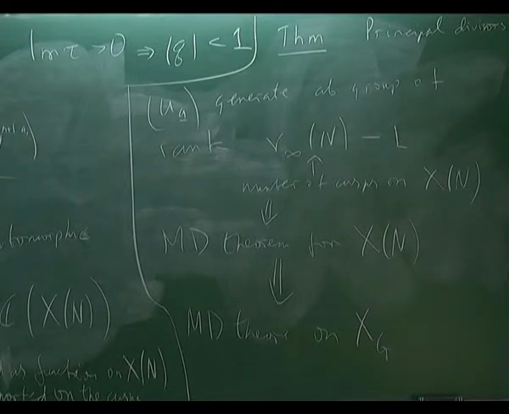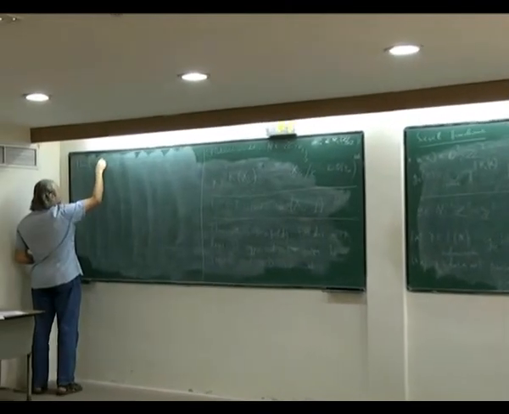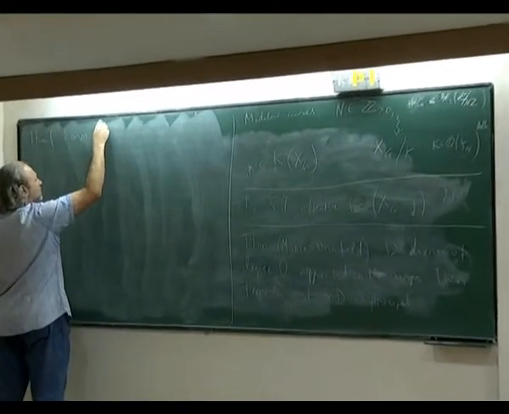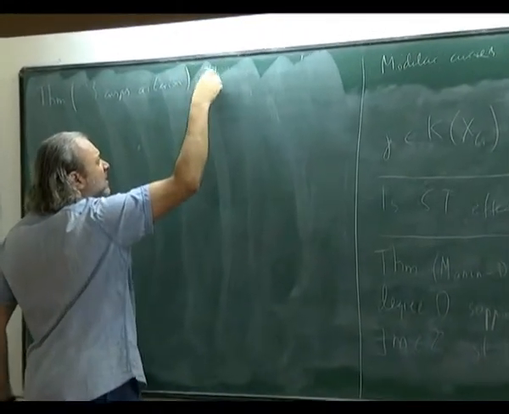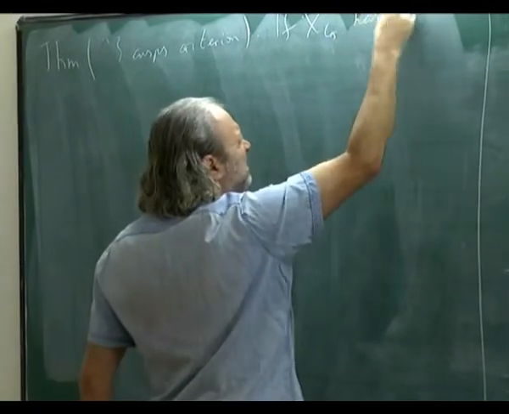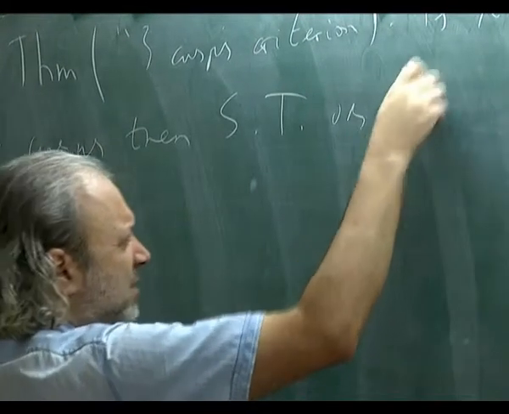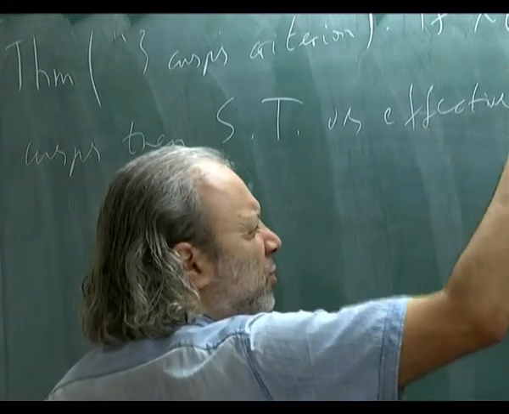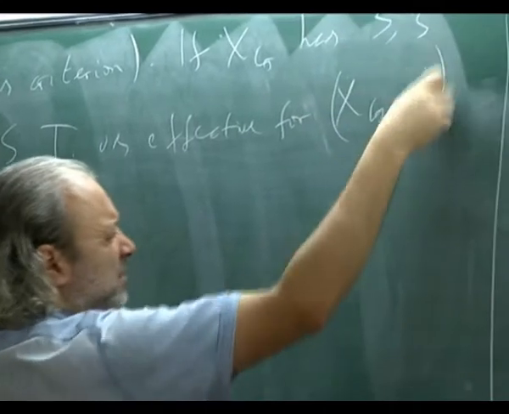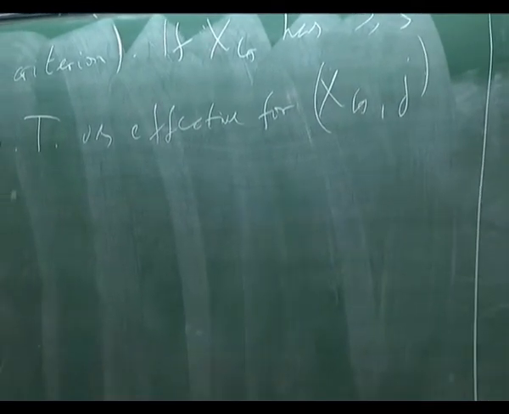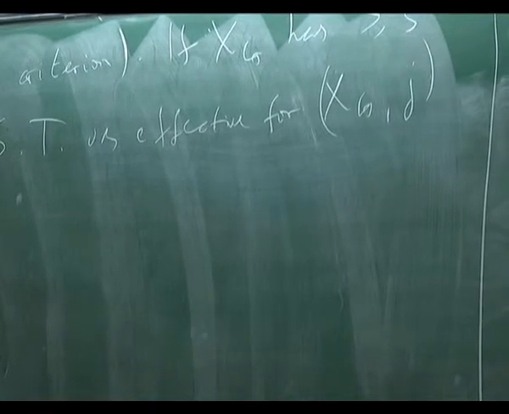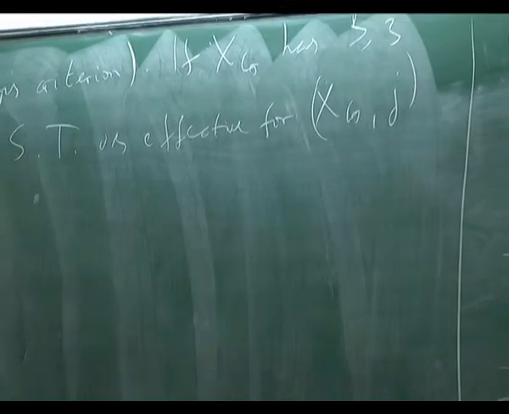I call it the 3-cusp criterion. If XG has at least 3 cusps, then Siegel's theorem is effective for the couple XG, J. And a purely explicit version of the theorem using exactly the construction of Siegel functions.